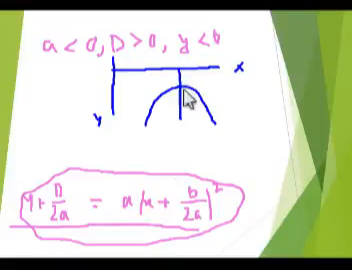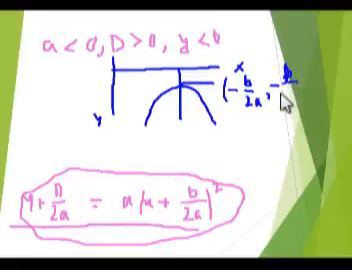Here the focus of the parabola will be minus b by 2a and minus d by 2a. This is the first case.